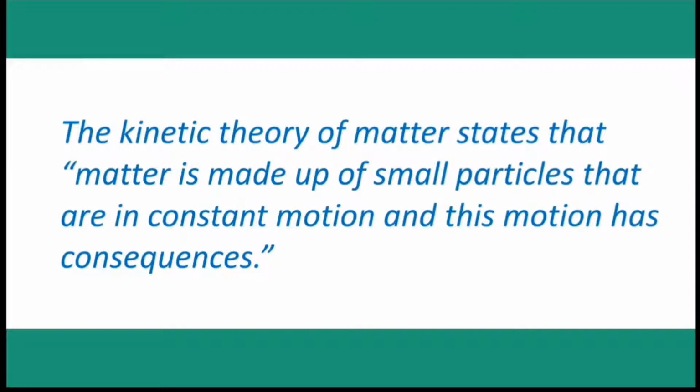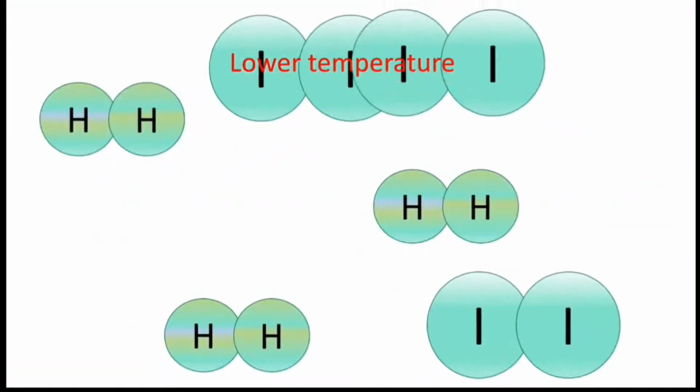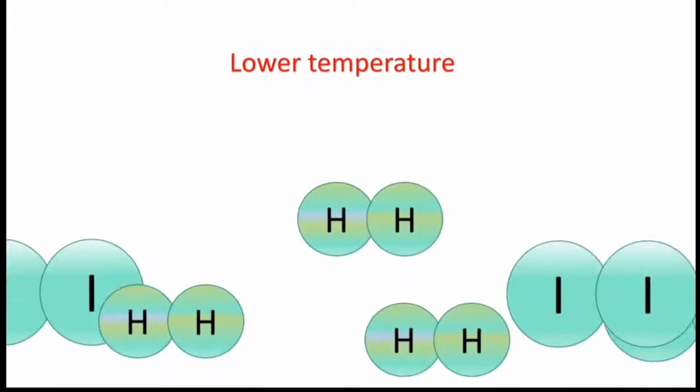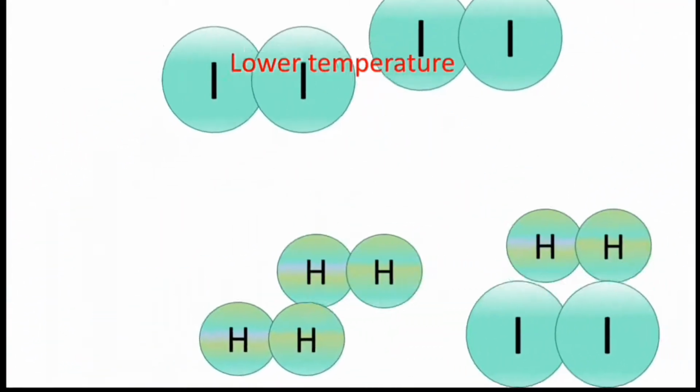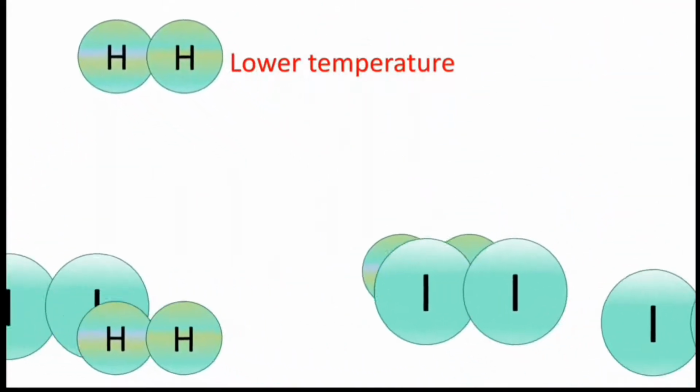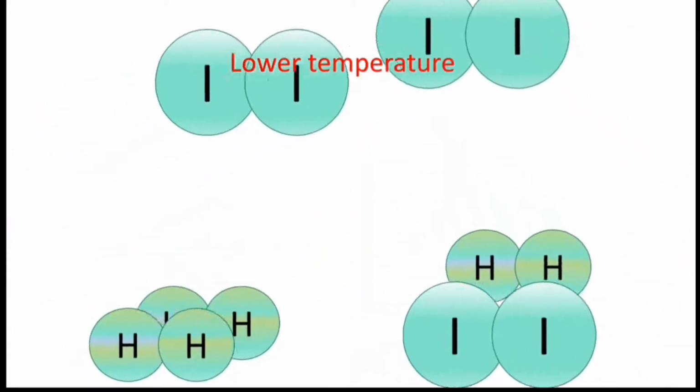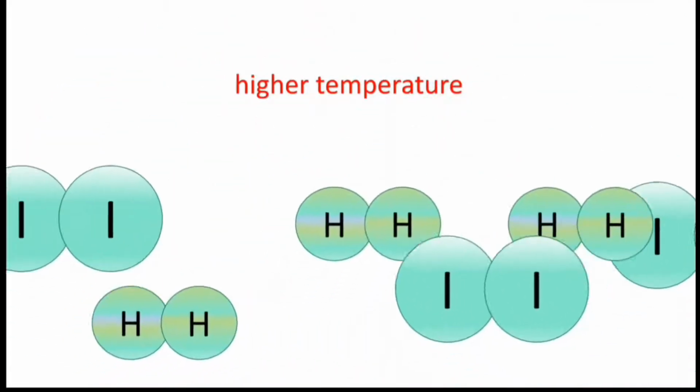The kinetic theory of matter states that matter is made up of small particles that are in constant motion, and this motion has consequences. In other words, when the materials move faster, what happens? When materials tend to move slower, what happens? At a lower temperature, what is the motion of particles like? How do we compare this motion to the same particles when they are at a higher temperature?